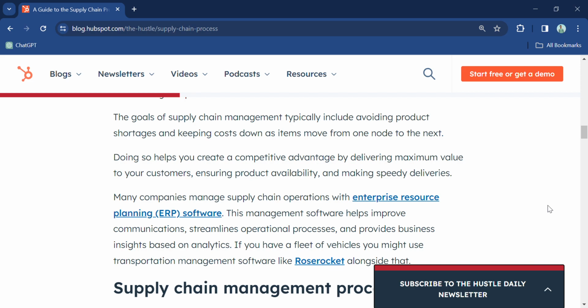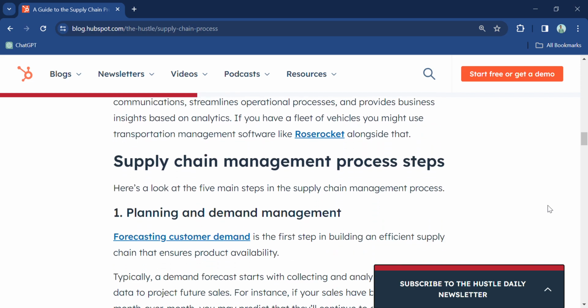If you have a fleet of vehicles, you might use transportation management software like Rocket.